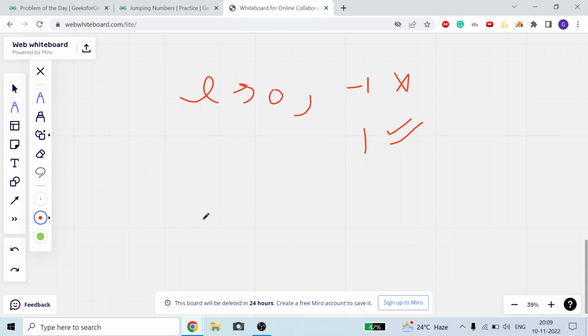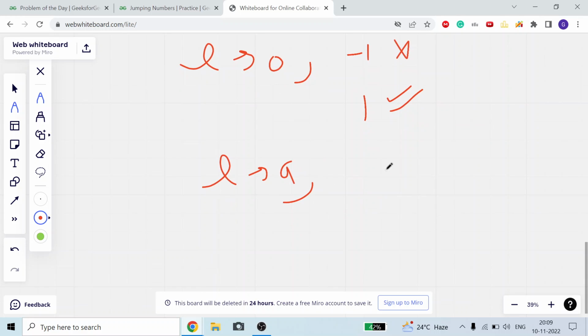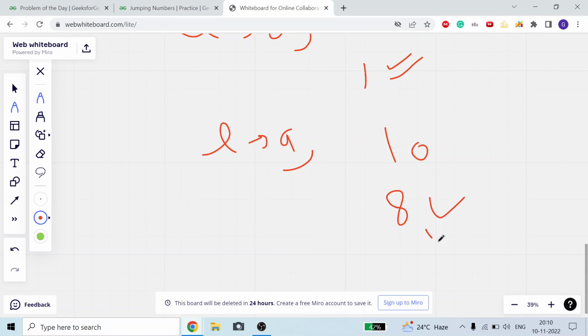The second special condition is for l equal to 9. For l equal to 9, you could add 9 plus 1, that is 10, or 9 minus 1, that is 8. But you can add only 8, you cannot add 10, because 10 cannot be a single digit.